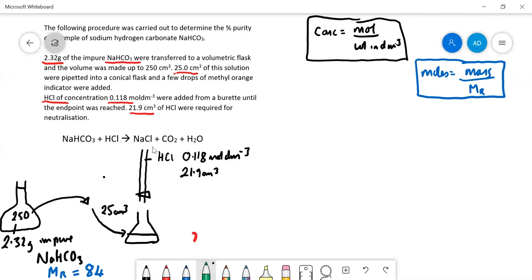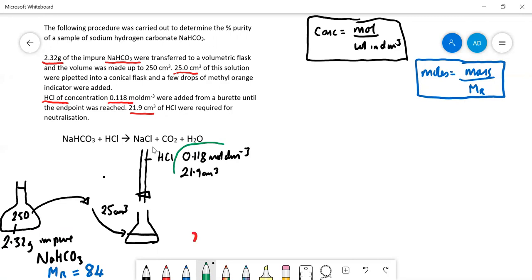So how can we go here? Let's have a little think then. We've got to work out the moles of things, haven't we? Now, a lot of people's immediate instinct is to focus in on this. We know the mass, we know the MR, we can work out the moles. But unfortunately, we can't do that because this is impure. We don't know how much of that 2.32 grams is actually sodium hydrogen carbonate. So we can't work out the moles of sodium hydrogen carbonate. So forget that.